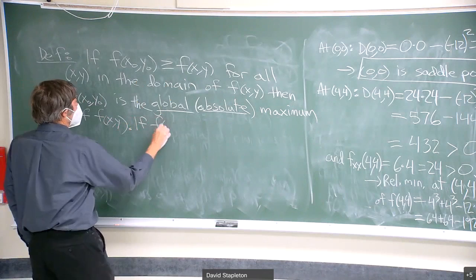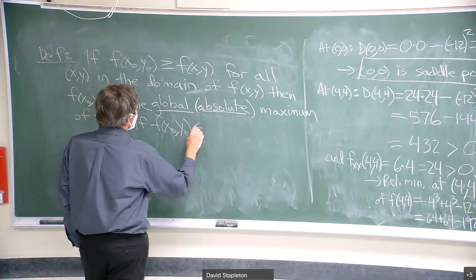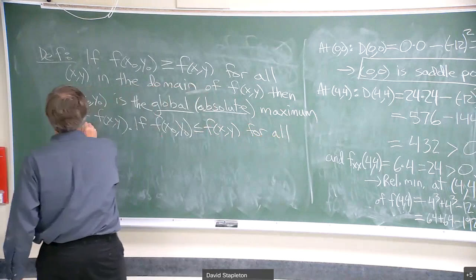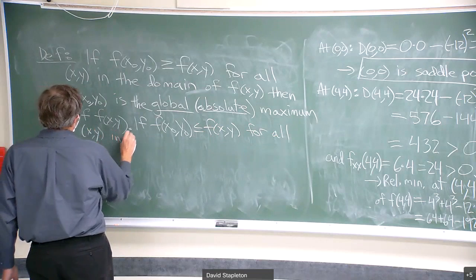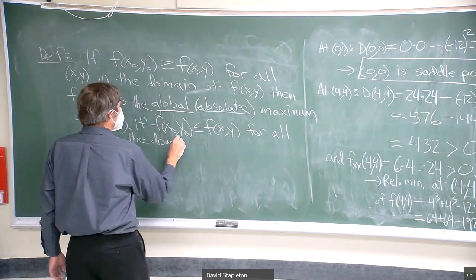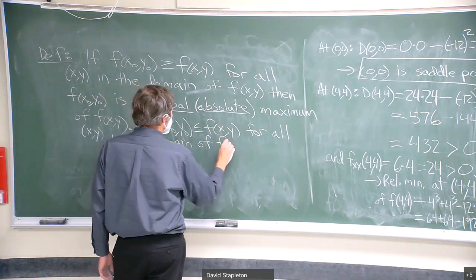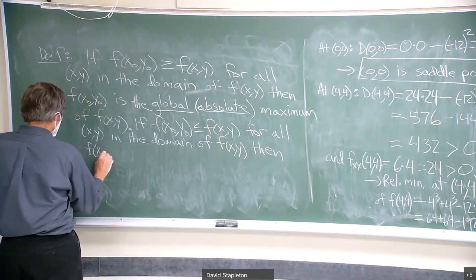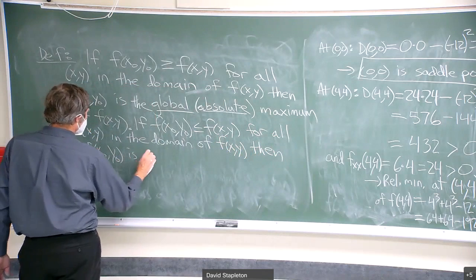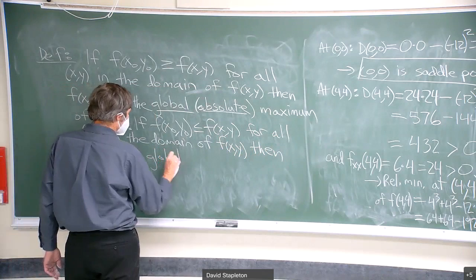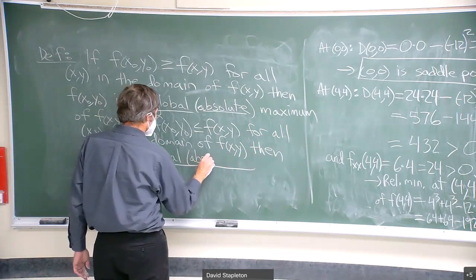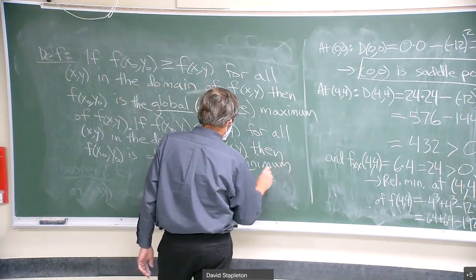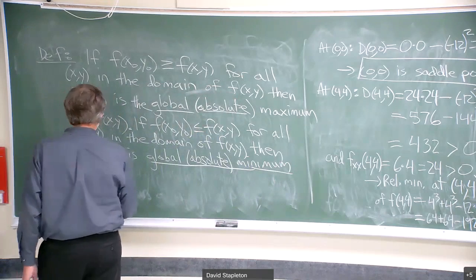Similarly, if f of x0, y0 is less than or equal to every other value of f, for all x, y in the domain, et cetera, et cetera, then the z value, f of x0, y0, is the global minimum or absolute minimum of the function.